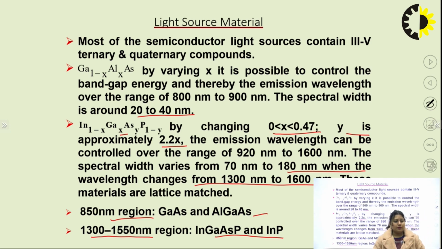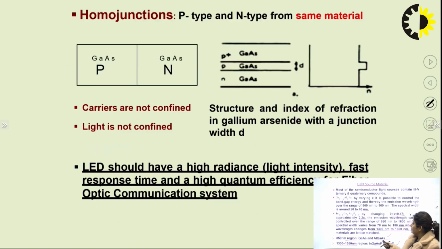So for these different wavelength regions, if we want to operate an LED in a region like 850 nanometer, we have to make sure that the material used for constructing the LED is gallium arsenide and aluminum gallium arsenide. Similarly, for operating the LED with a wavelength between 1300 and 1550 nanometer, we require indium gallium arsenide phosphide and indium phosphide.